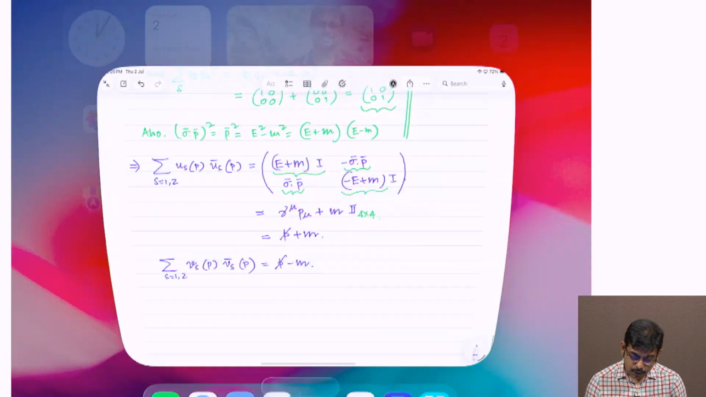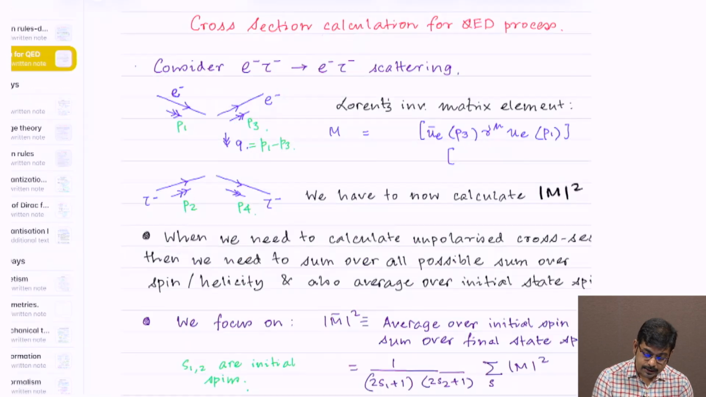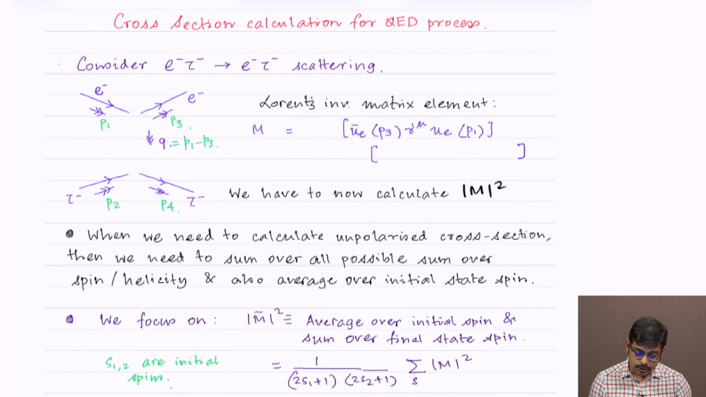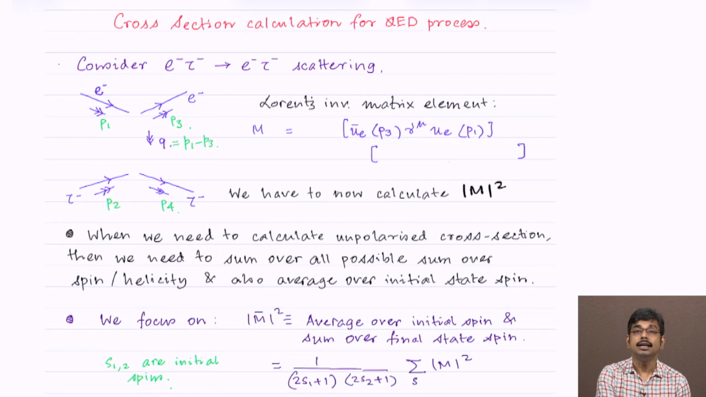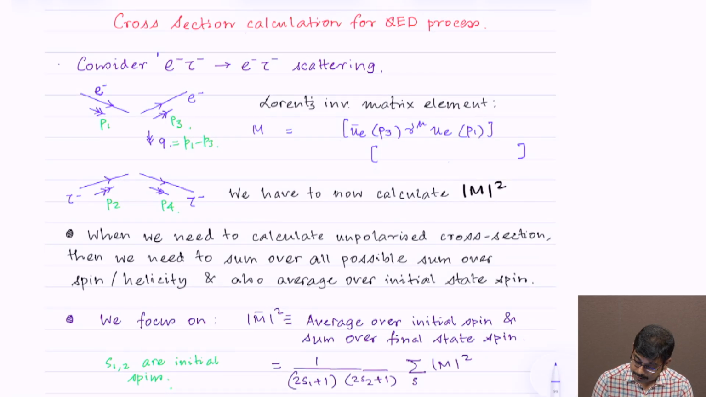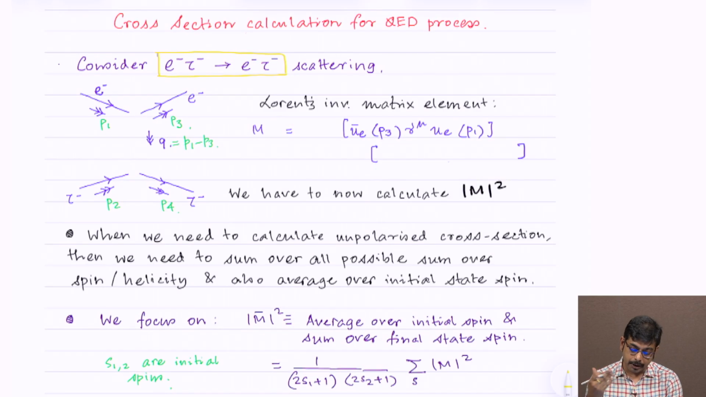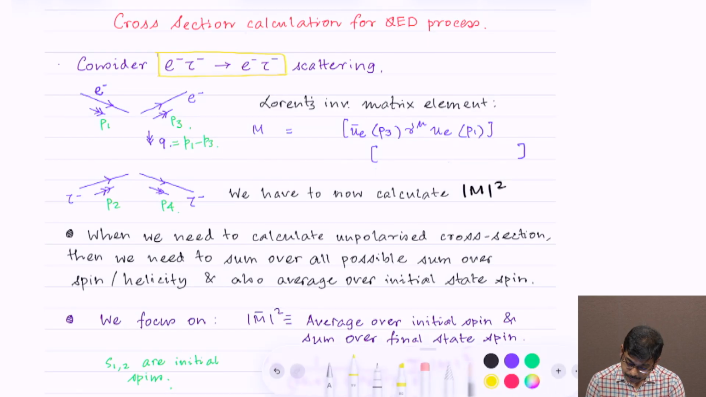So, let us go into one such process essentially. So, let us do this process. You remember we actually drew this process like e minus mu minus going to e minus mu minus, and today we are going to look into e minus tau minus to e minus tau minus. The point is that this is identical to e minus mu minus going to e minus mu minus, excepting for the fact that instead of muon we have actually tau here, but that doesn't bother us too much.